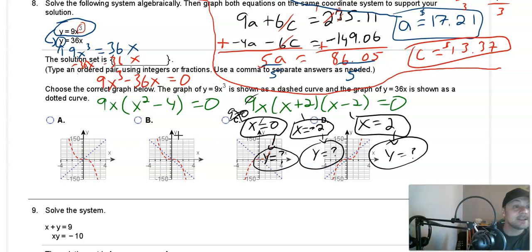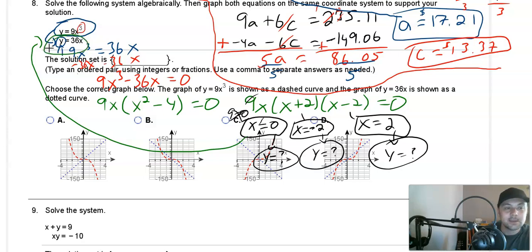And the way you're going to do that is just like we've done in previous sections. You're going to take these values for x, plug them back into one of the original equations so that you can find the corresponding value for y. You pick whichever one you think is going to be easier to work with. I'm not really liking that to the third power thing there. So I'm going to use the bottom equation. It's the linear one. It's going to be easier to work with. So I'm going to use y equals 36x, and I'll plug each of these values of x in here to find the corresponding value for y.